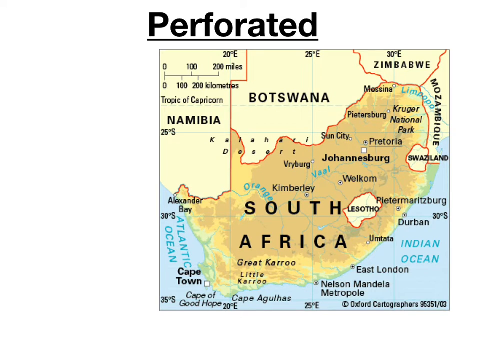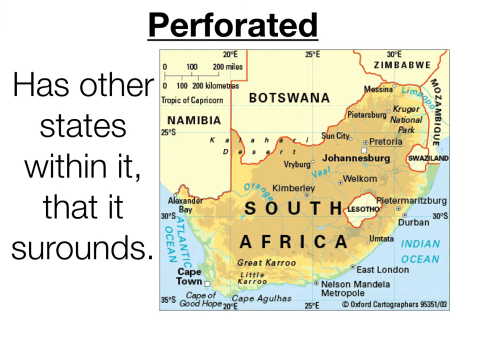The next shape is perforated. A perforated state, an example here is South Africa, is a state that actually has other states within it that it surrounds. So within South Africa, we see Lesotho and Swaziland are other states that are within it that it surrounds. So it's perforated, kind of like the holes on the side of your notebook are perforated.